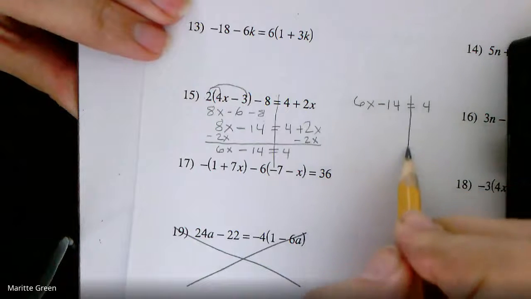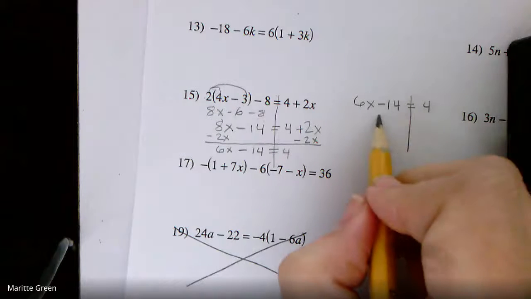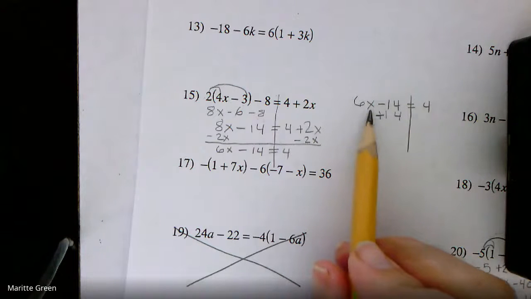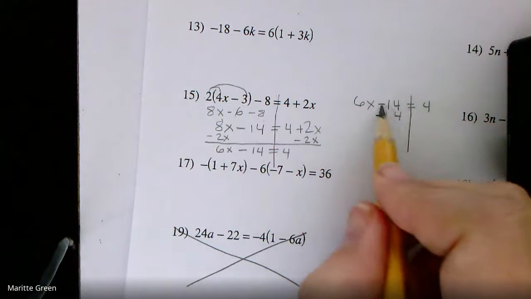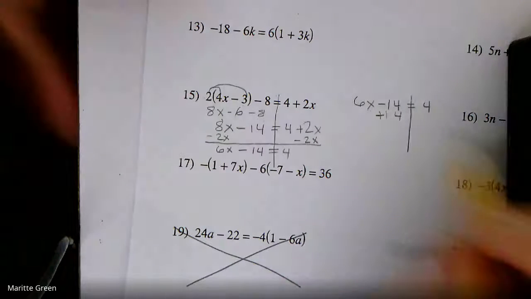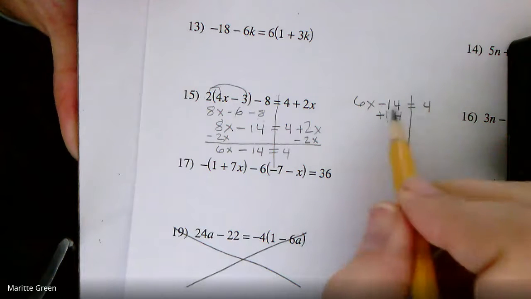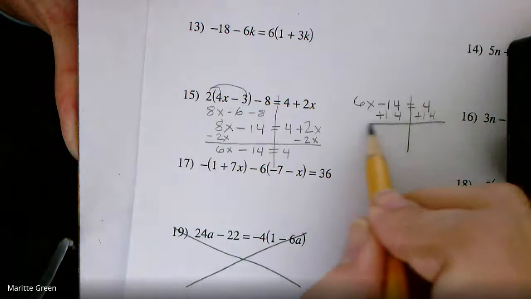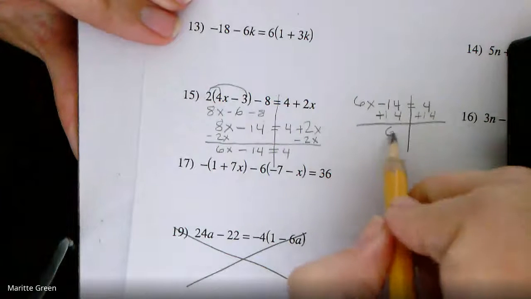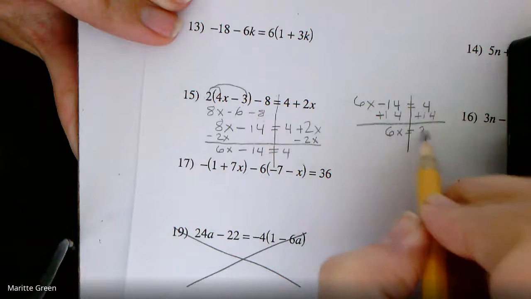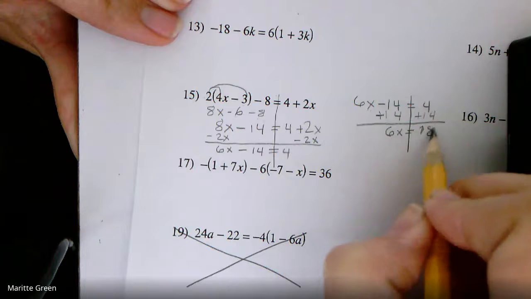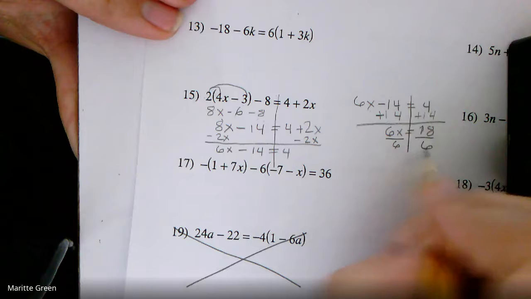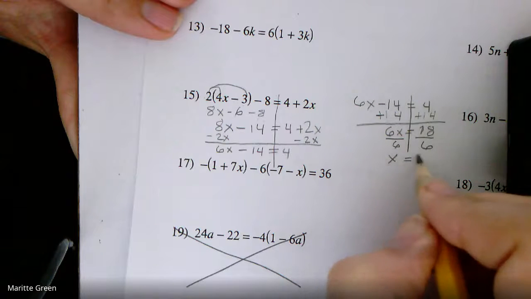Draw my balance line. Now I'm going to add, because it's a negative, trying to get x all by itself. So I'm going to move the 14. -14 plus 14 is 0. Trying to have only an x over here. So the way to get rid of it is to add 14. So now I have 6x equals 18. Then I'm going to divide by 6, and x is going to equal 3.